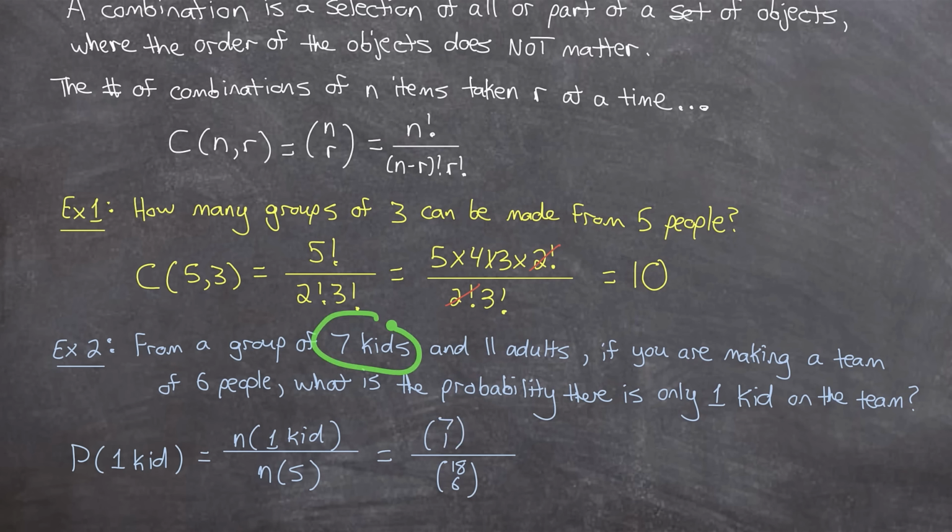And from the 7 kids, if I'm only choosing 1 of them for my group of 6, that means from the 11 adults, I have to fill the other 5 spots for the team. So I would have to do 11 choose 5 to figure out the number of different groups of 5 adults I could make from the 11 adults. And then if I do that multiplication, I get 3,234. That's the total number of groups that have exactly 1 kid on the team. And the total number of different teams of 6 that could have been made is 18,564. If I evaluate that as a decimal, it's about 0.1742. So there's about a 17% chance that there's exactly 1 kid on the team.